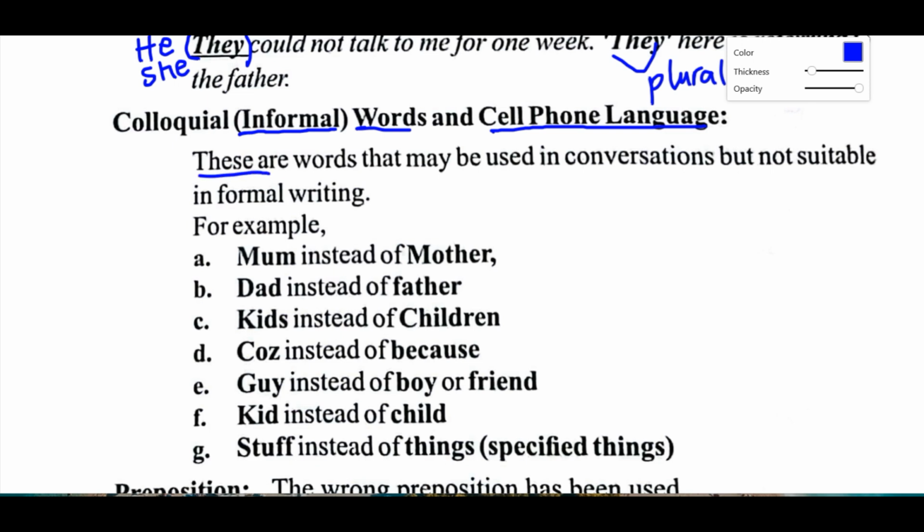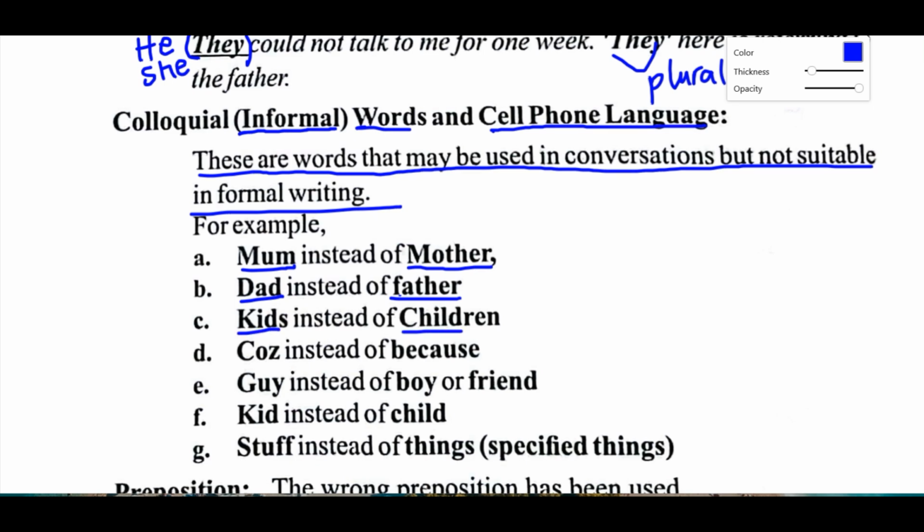Now, we are saying these are words that may be used in conversation but not suitable in formal writing. For example, mom. So mom is a colloquial. Instead, under composition, make sure you use mother. For dad, you are supposed to use father. Kids, you are supposed to use children. Cause, you are supposed to use because. Guy, you are supposed to use boy or friend. Kid, you are supposed to use child. Stuff, you are supposed to use things.